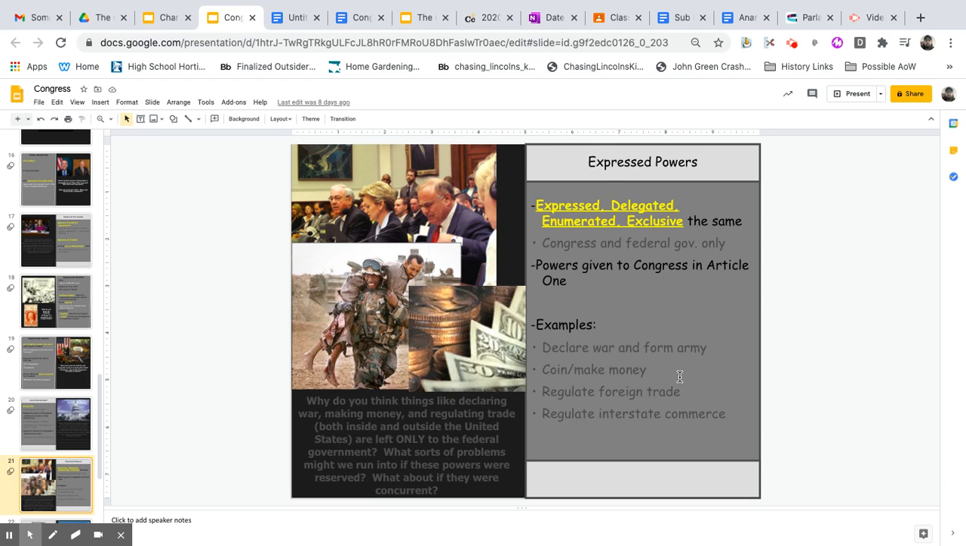They have the ability to coin and make money. And that was really in the same clause that talked about the inability to pay in kind, that things had to be paid in gold and silver. So you can see how these things are tied together with stuff that we've learned.